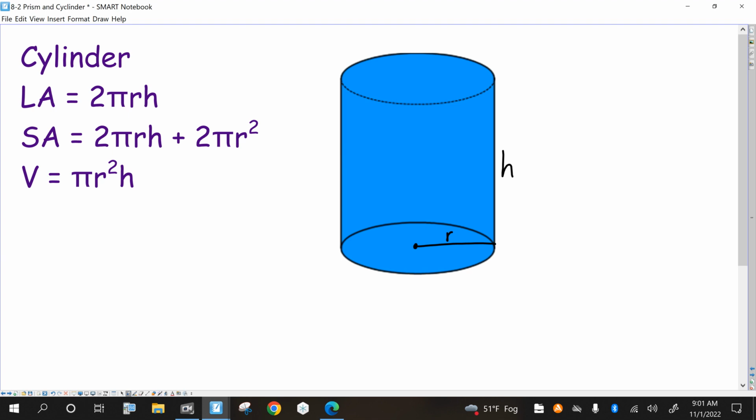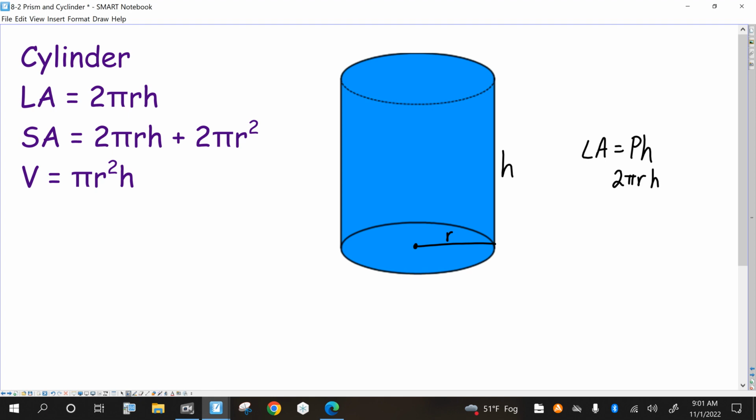The lateral area of a prism is pH, right? P is the perimeter of the base. Well, what if your base is a circle? You can't do perimeter. You have to do circumference. What's the formula for circumference? Take your finger around the jar. Circumference equals 2 pi r. If you replace P with that, ta-da! That's the exact same formula.